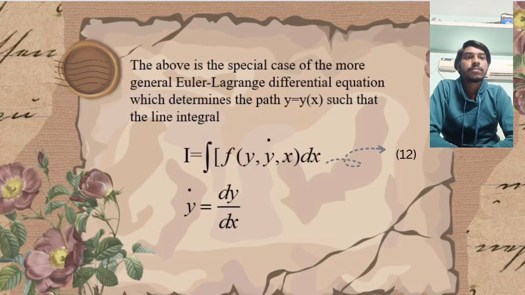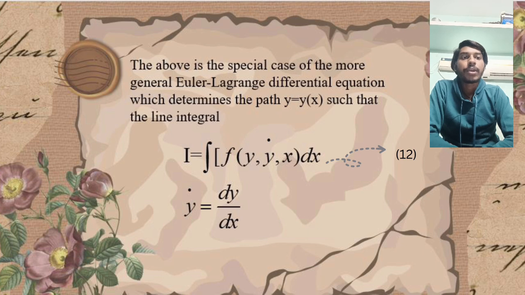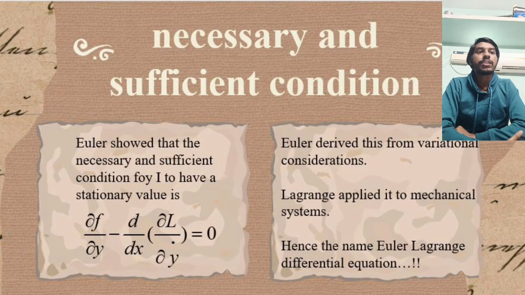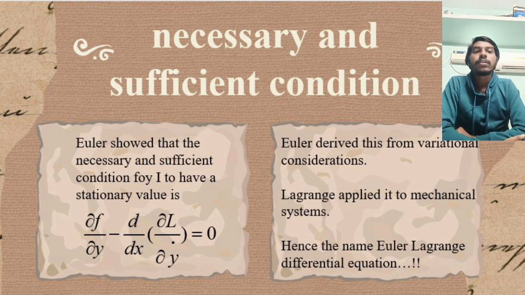Above is the special case of the more general Euler-Lagrange differential equation, which determines a path y = y(x), such that the line integral I = ∫ f(y, y', x) dx. This is equation 12, where y' = dy/dx. The necessary and sufficient condition: Euler showed that the necessary and sufficient condition for I to have a stationary value is ∂f/∂y − d/dx(∂f/∂y') = 0.